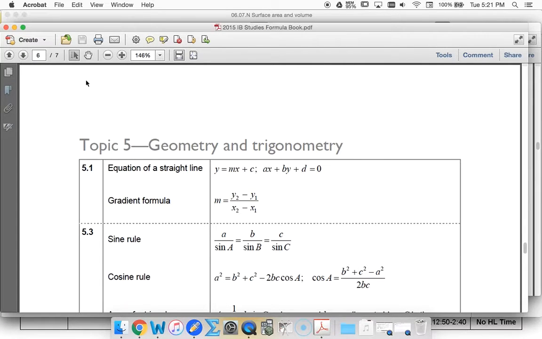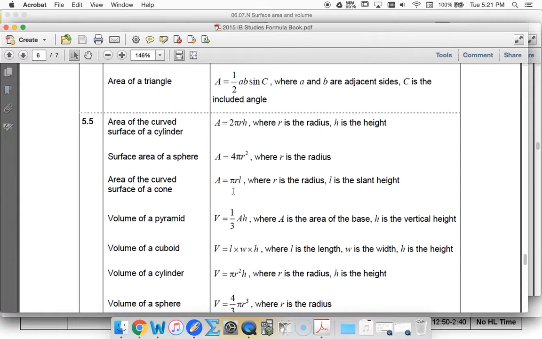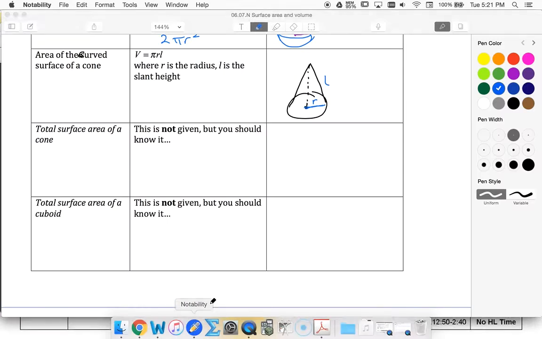to 5. All right, so area of the curved surface of the cone, area is pi RL, so it's just full of typos in this one. Sorry about that. So this is area is pi RL. Thankfully, your formula booklet does not have typos in it.